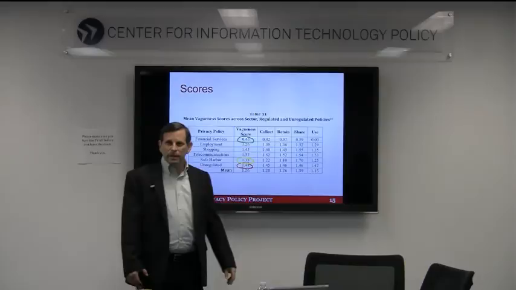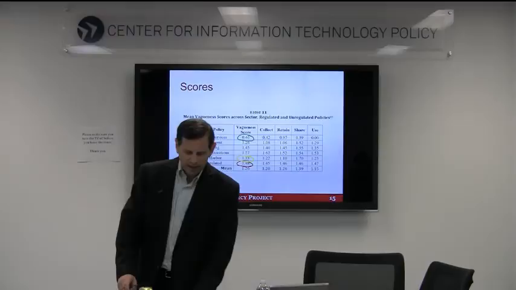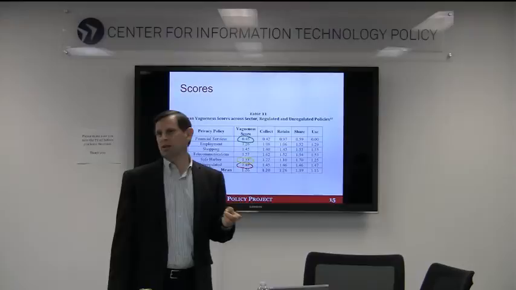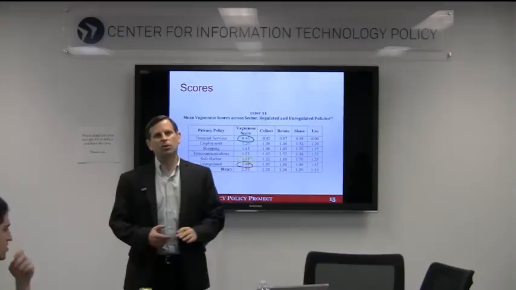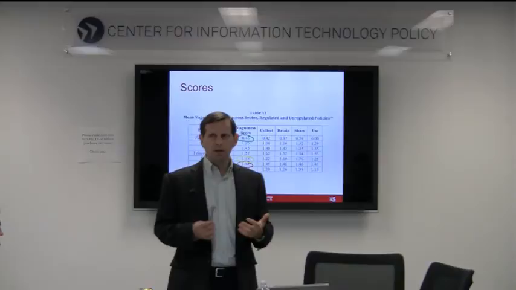We don't have anything on completeness here, because as it turned out, on these four metrics, there was only one policy in the group that omitted terms. 14 of the 15 policies all addressed these four items. So we've got to think a little bit more about our completeness metric and how we address completeness.